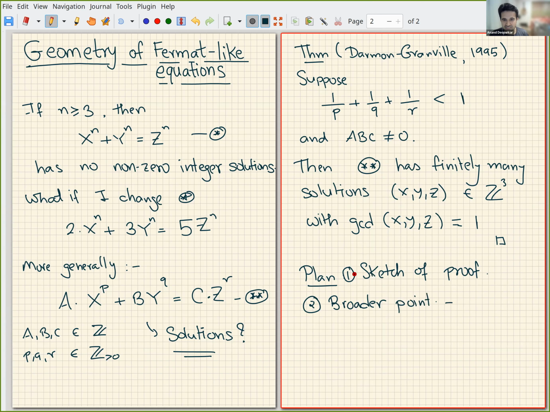I'm not proving that there are no solutions for even a particular ABC and PQR. Okay. So what I was going to say, the broader point I want to make is that through this sketch of a proof, I will explain how geometry controls arithmetic when it comes to solutions of algebraic equations. Okay. So let me kind of expand on this a bit before going further.